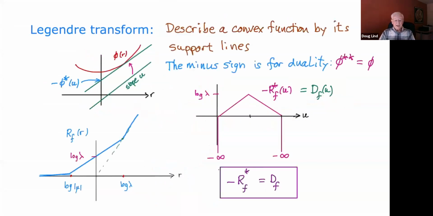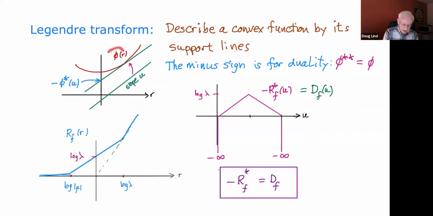The other idea is something called the Legendre transform of a convex function. Roughly speaking, this is just a way to describe a convex function by its support lines. It's an alternative description using an envelope of support lines. So specifically, how do you define it?